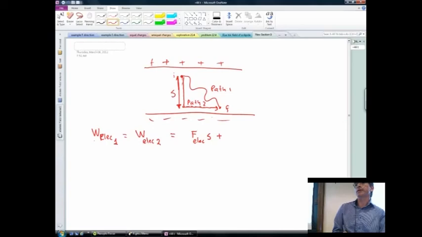How much is that work? That work is exactly 0, because the force and the displacement are perpendicular to each other when you're following the bottom of path 2. So the only contribution to the work between I and F is the vertical part of the path. And we calculated that that work is the electric force magnitude times S.